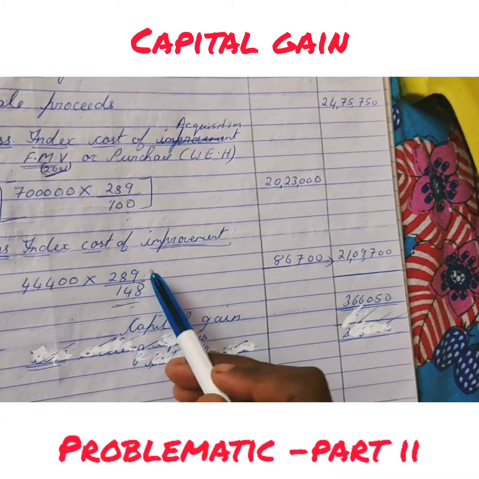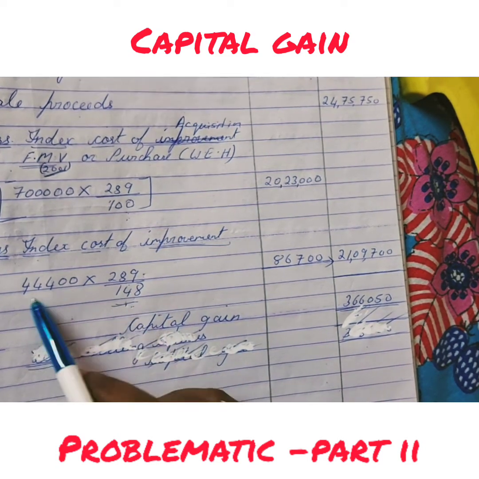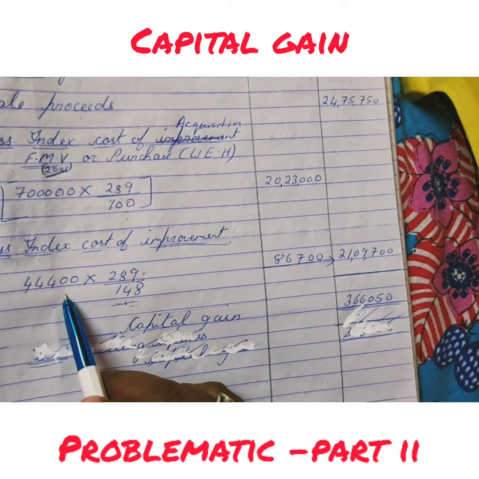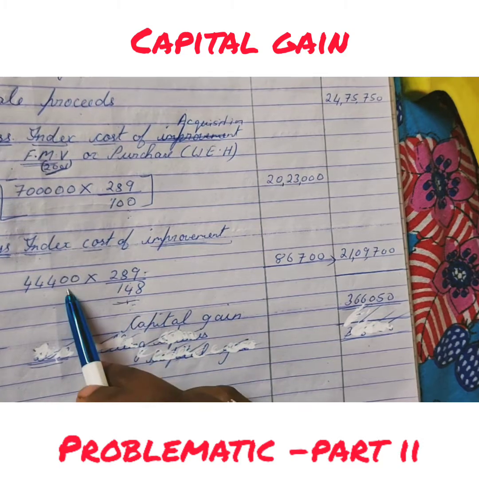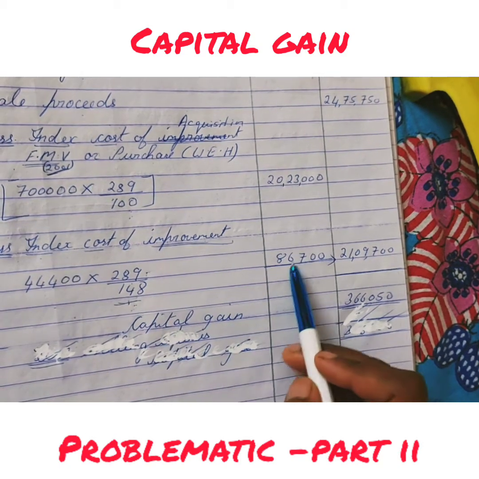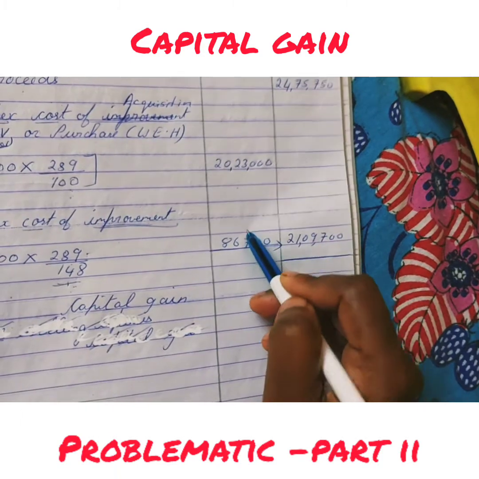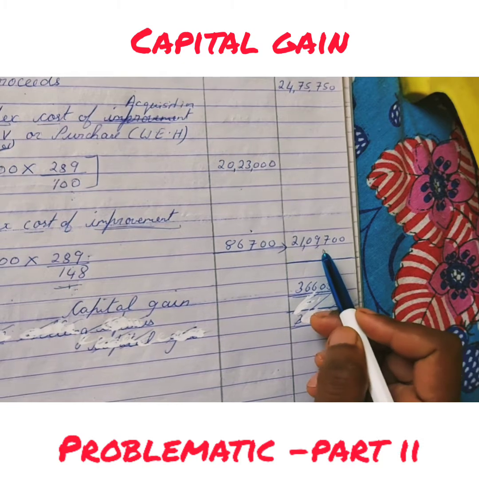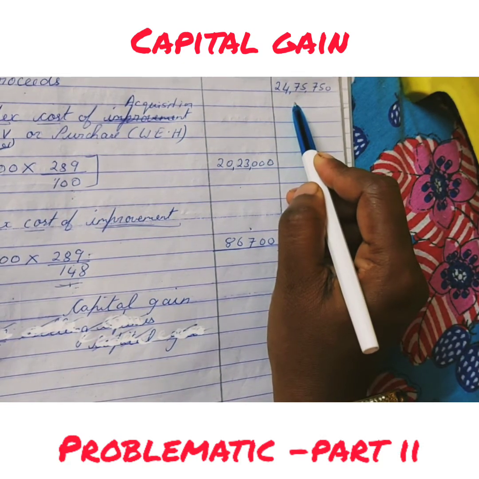Okay, remember this. Always the numerator will be the previous year's index, and the denominator will be the index of the year which we have taken. So the cost of improvement is 44,400 into the previous year's index divided by the year of improvement's index, 148. After calculation we get 86,700. Okay, so I've added both of these. After adding I got 21 lakhs 9,700. So this amount has to be deducted from 24 lakhs 75,750, that is the sale proceeds.